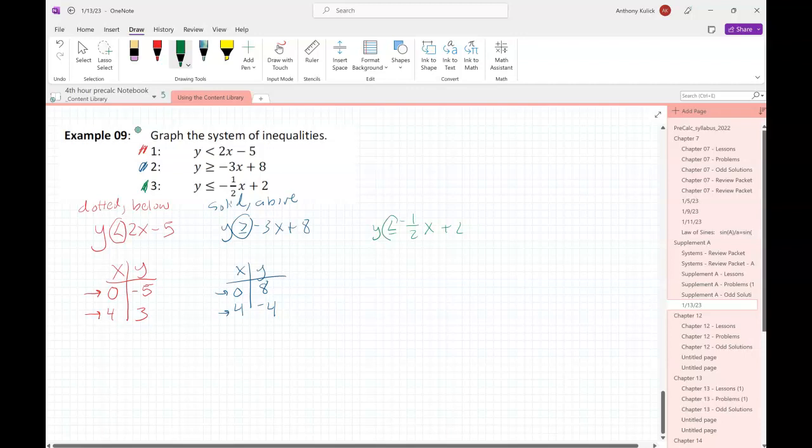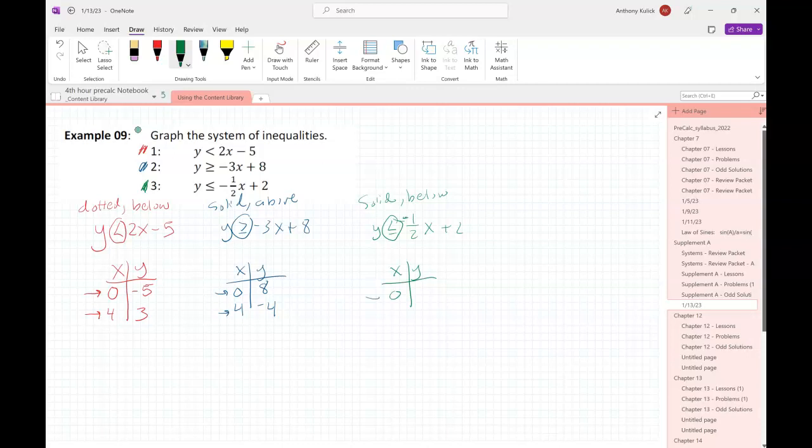So my last inequality, y is less than or equal to -1/2 x plus 2. Because it's an or equals to, it's a solid line. And because it's less than, we're going to be shading below. I'll pick 0 for x. When I do that, I get 2. And then if I pick 4 for x, that feels like a good one, I get 0.